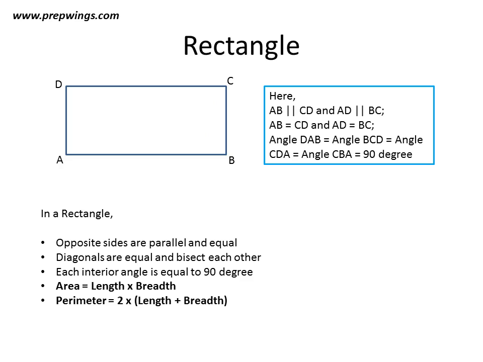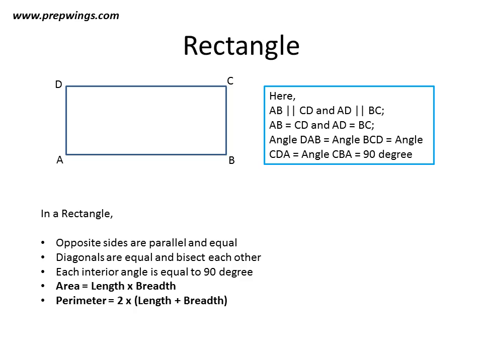Now we'll look at rectangle. Over here a rectangle ABCD is shown. In rectangle, the opposite sides are parallel and equal. Also, each of the interior angles measures 90 degrees. If you look at this rectangle ABCD, AB is parallel to CD, AD is parallel to BC, and AB is equal to CD and AD equal to BC.